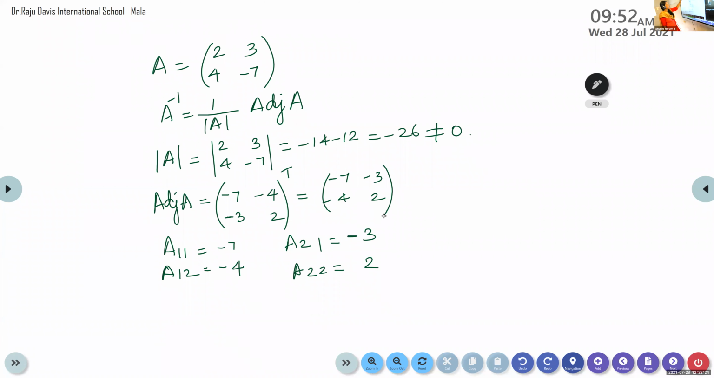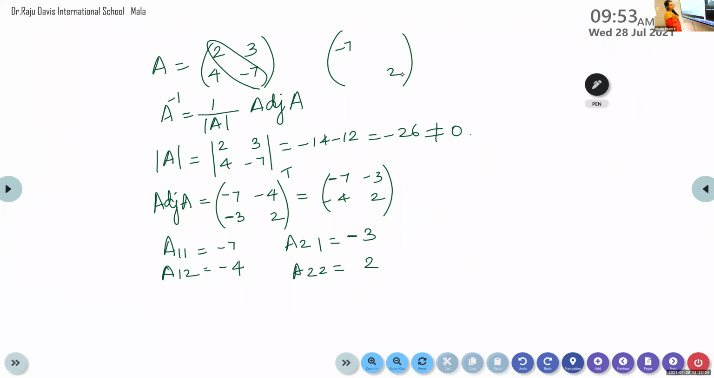For this, I gave one easy way. What is the easy way? What is the shortcut I gave for a 1 mark question, if it is a 2 by 2 matrix? Easy way for finding adjoint. Change the diagonal values. You interchange the principal diagonal, that is the main diagonal. So, when you interchange, minus 7, 2.